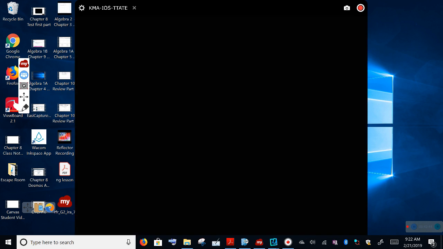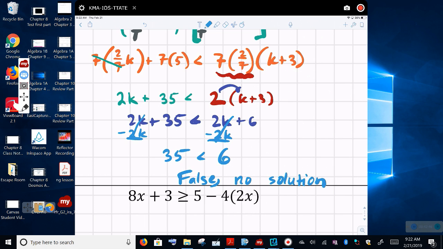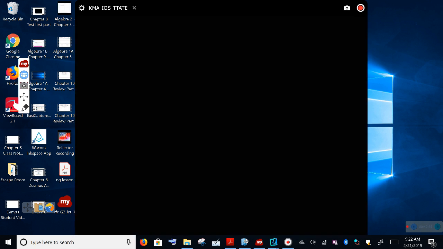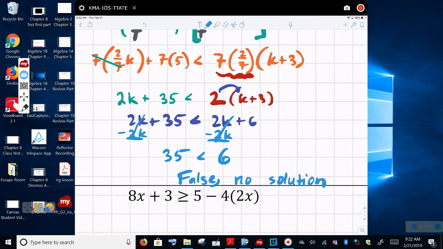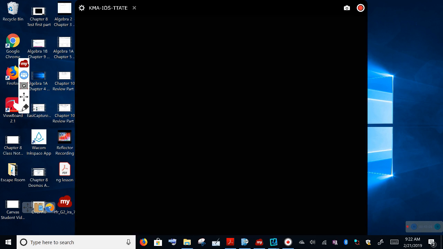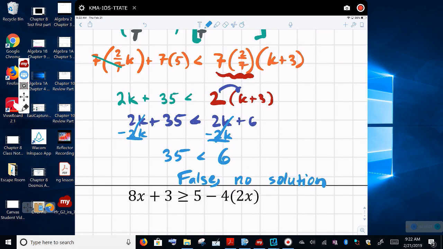Okay, so remember on the first test there were some questions like decide if it's one solution, infinitely many solutions, or none. There were the three. What if it would have been switched around? What if it said 35 is greater than 6? That would have been true, and then that would be infinitely many solutions, and I would know what you mean. Okay?